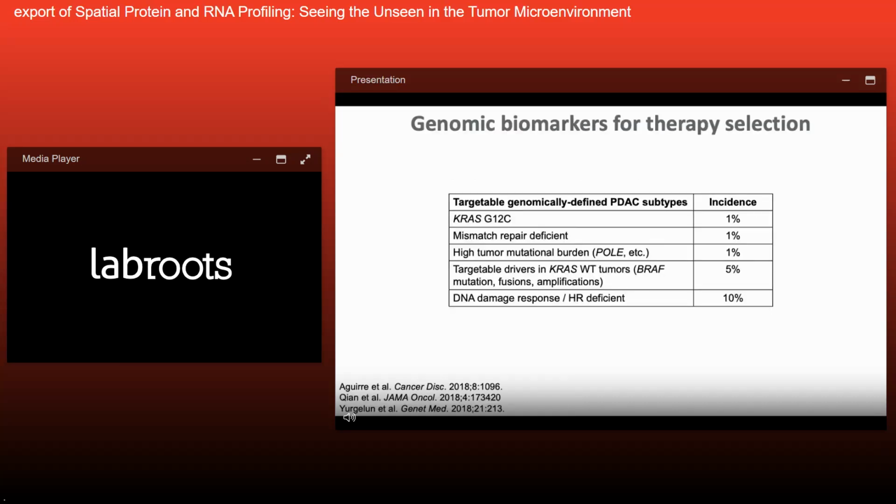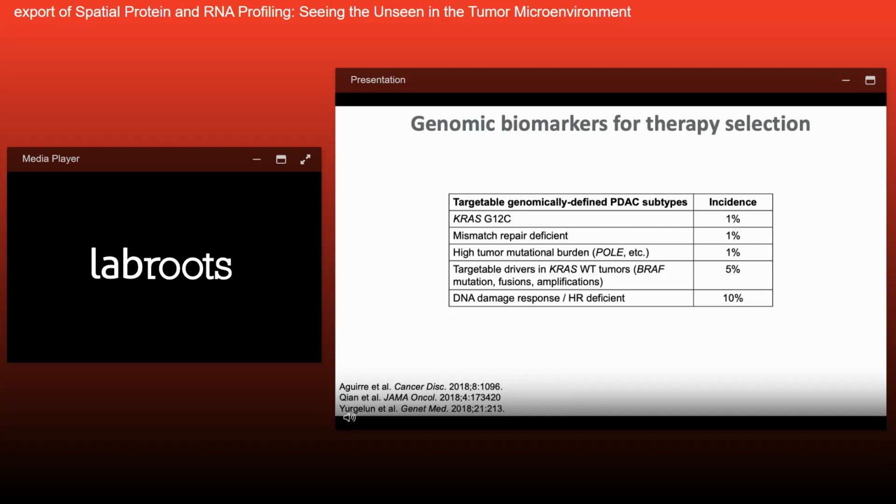Like most solid tumors, there are now some genomic biomarkers that can be used for therapy selection in pancreatic cancer, as you can see here. However, most of these occur really quite infrequently. And although tumors that are deficient in homologous recombination represent the largest potential class of targetable tumors, these tumors are often difficult to detect using clinical sequencing approaches. Overall, about 15% or less of pancreatic cancers we see in routine practice have a potentially targetable alteration.